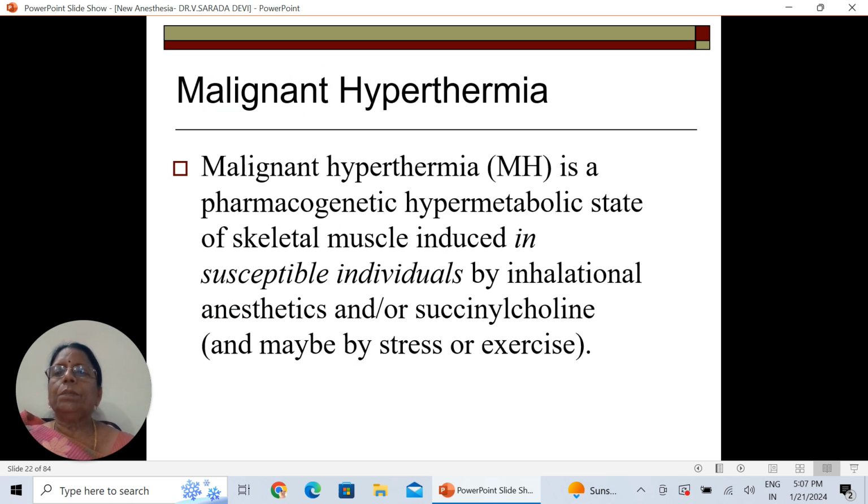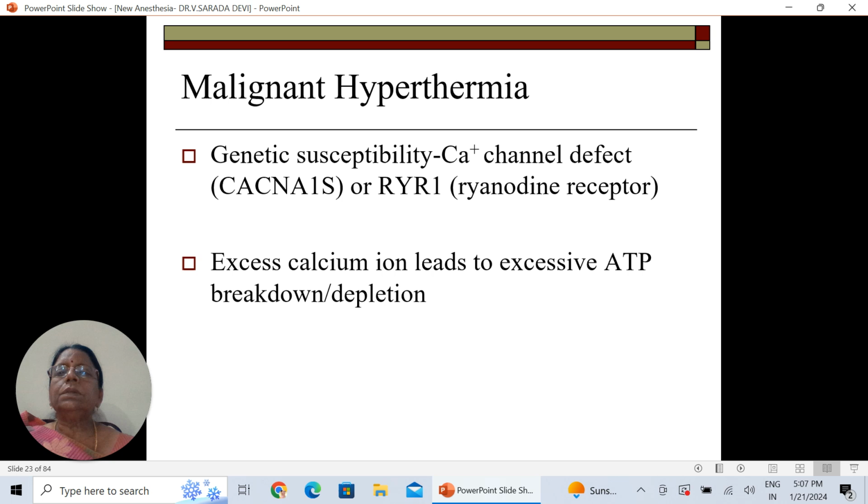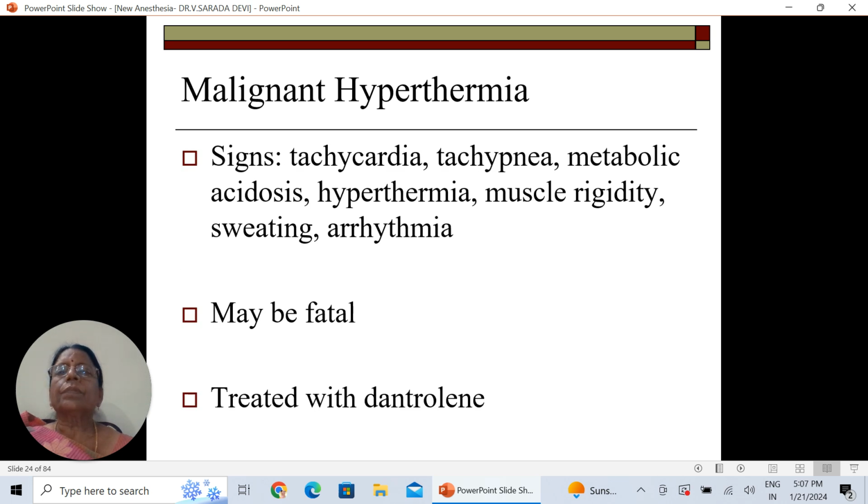What is malignant hyperthermia? Malignant hyperthermia is a pharmacogenetic hypermetabolic state of skeletal muscle induced in susceptible individuals by inhalational anesthetics or succinylcholine and maybe by stress or exercise. There is a genetic susceptibility of calcium channel defect or ryanodine receptors. Excess calcium ion leads to excessive ATP breakdown and depletion.